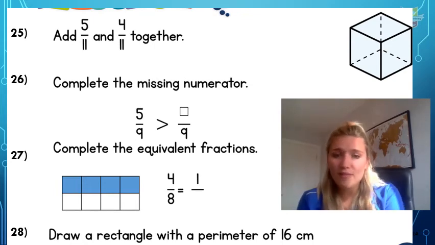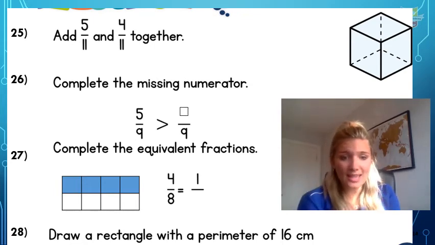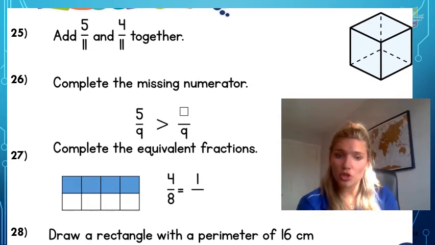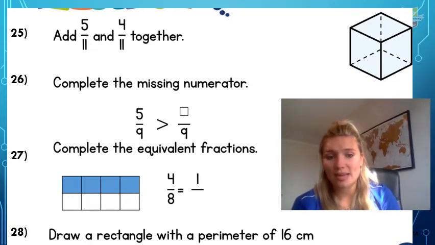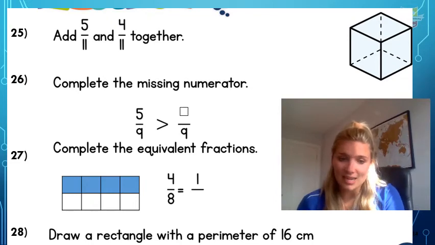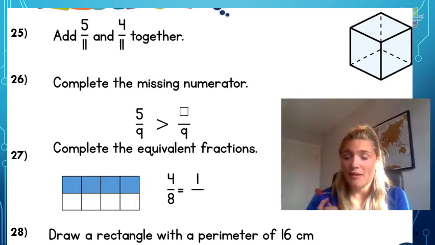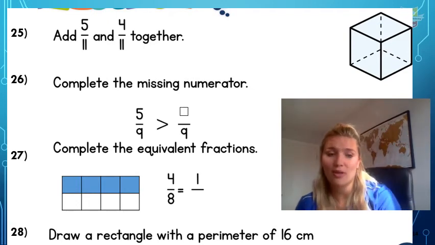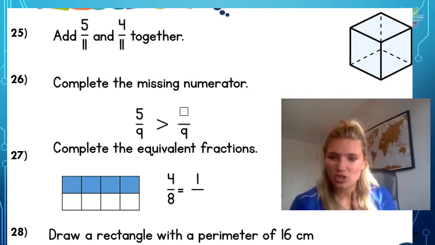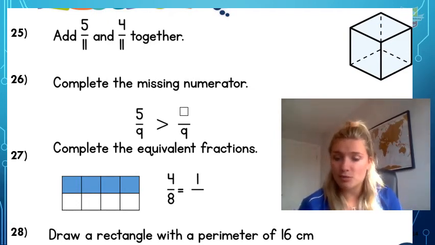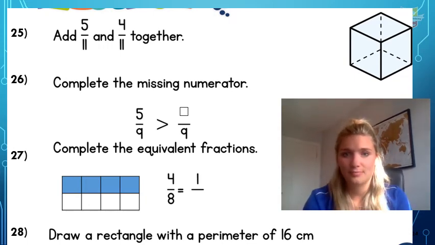Then you're finding an equivalent fraction to 4/8, so thinking about what you could do to your numerator, what could you do to your denominator, and then you're drawing a rectangle with a perimeter of 16 centimetres. Now there might be lots of different options, so if there are, please can you show me at least 2 options. And the perimeter, remember, is the whole way round and has to add up to 16.